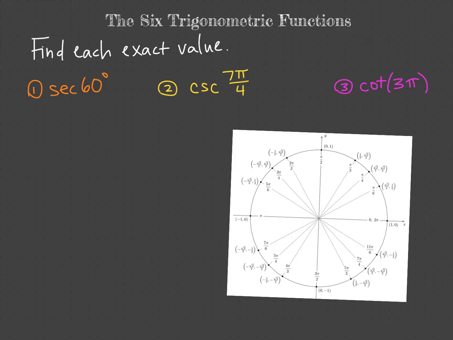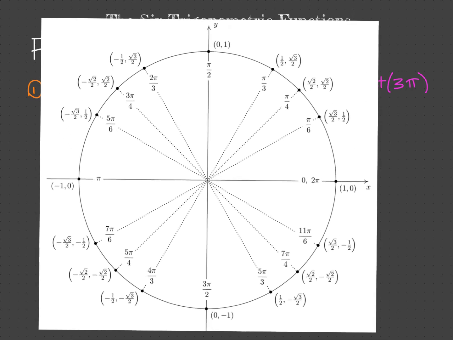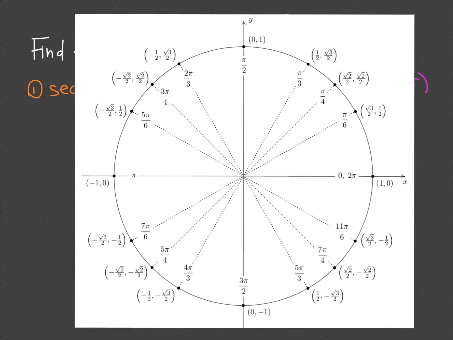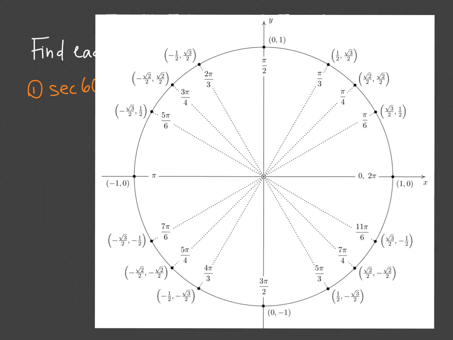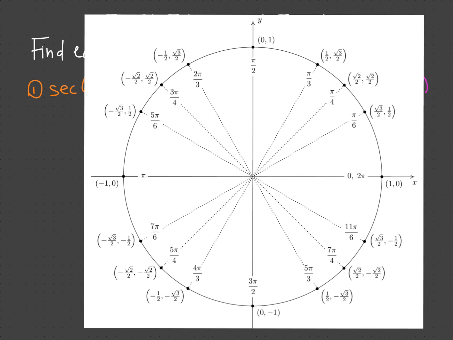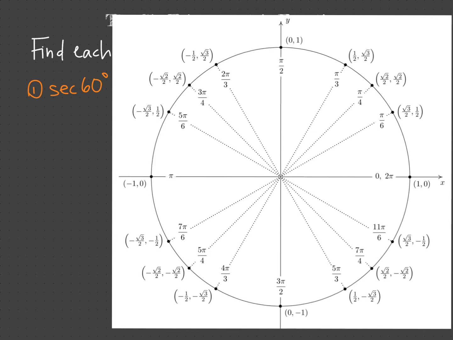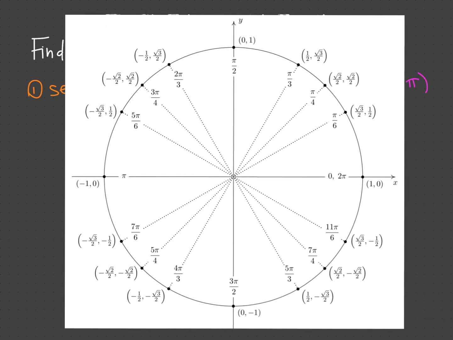Here, for each one of these 3, we want to find the exact value. In number 1, we want to find the secant of 60 degrees. So we can use our unit circle to get our building blocks, which are our x and y values. For secant, since secant is defined as the reciprocal of cosine, it's 1 over x. So we really only need the x value in order to figure out the secant at 60 degrees.